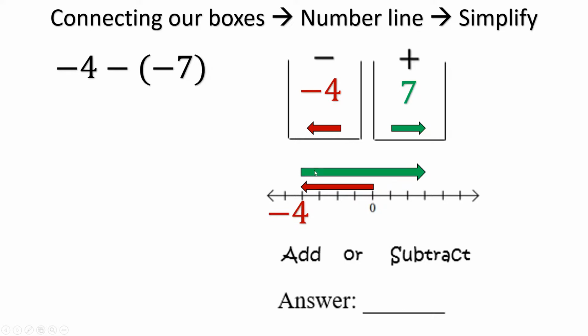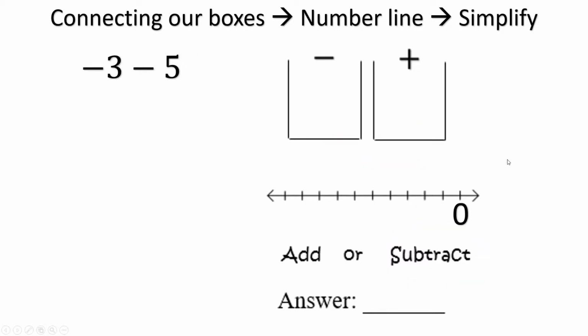And so we go 1, 2, 3, 4, 5, 6, 7. And therefore, because this part is overlapping, we're losing this distance we went to the left. We are going to subtract these two values. 7 minus 4 is +3. So our answer is +3 because we have 1, 2, 3 to the right that we went.